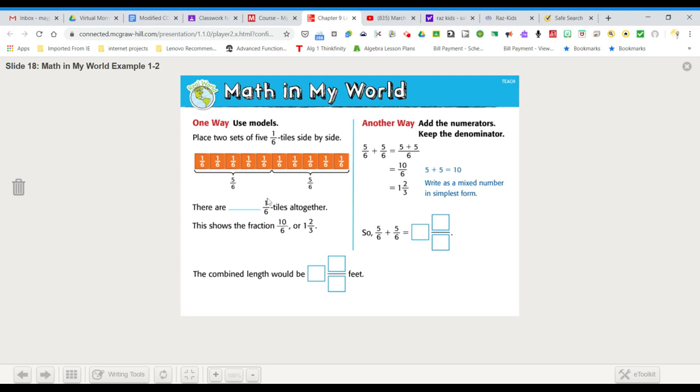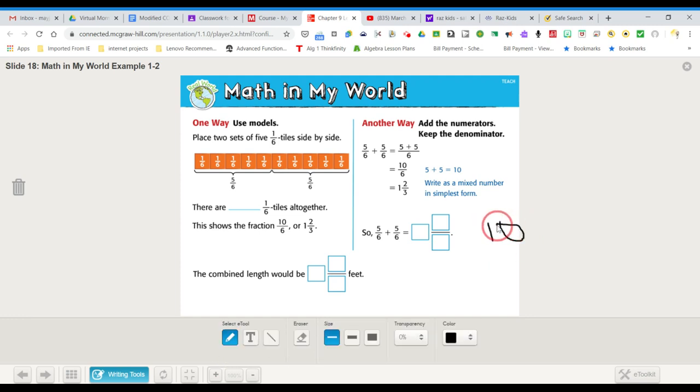You guys know to add. 5 plus 5 is equal to 10. So this shows the fraction 10/6, wow, they jumped really quick to 1 2/3. How did they get there? We're going to talk about that in a minute. The other way is just to add the numerators, keep the denominator the same. You come up with 10/6. It says to write it as a mixed number in simplest form. And you're like, wait, time out, because they didn't show you something. How did they get to 2/3?